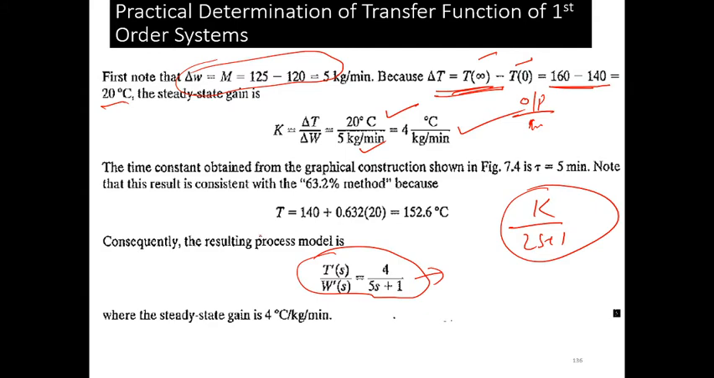Now what is the temperature at the 5 minute, at the time constant? What should be that value? You can calculate it. This is the initial value, so T0 plus the value at 63%. The increment is 20 degrees Celsius, and you calculated 63.2%. Just multiply this and add it to the initial value, and you will get the temperature at 5 minutes. Okay, so this is the problem, and I think you understand.